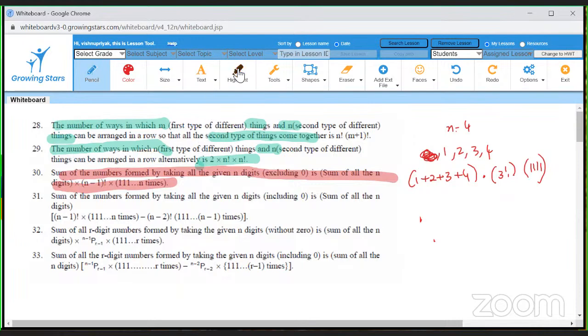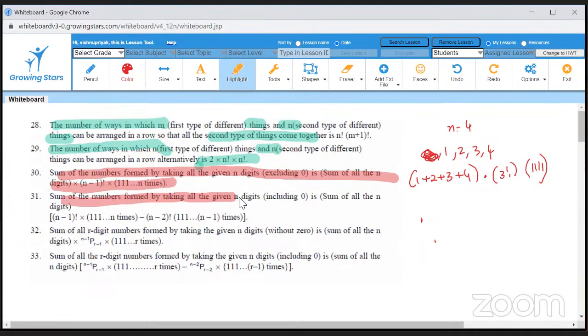Next, sum of the numbers formed by taking all given n digits including 0. This time I am including 0. Then the sum will be the sum of all the n digits, times (n minus 1) factorial into 1, 1, 1, 1 n times, minus (n minus 2) factorial into 1, 1, 1, 1 n minus 1 times.